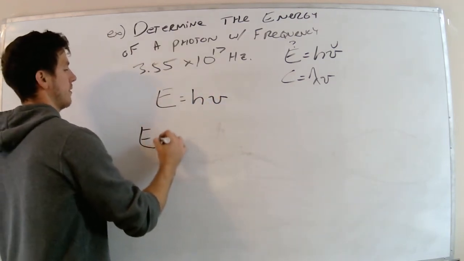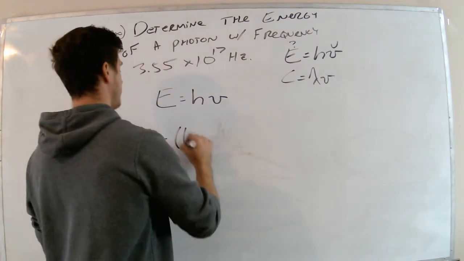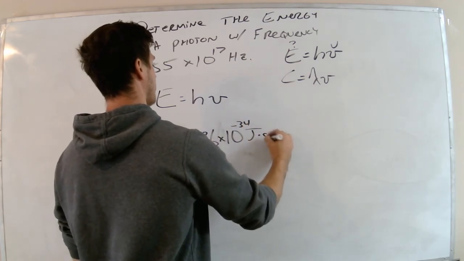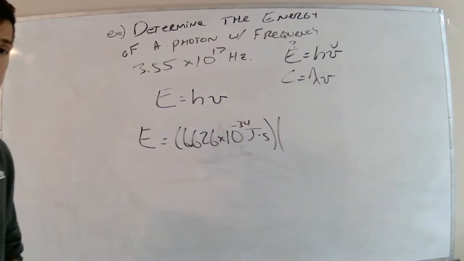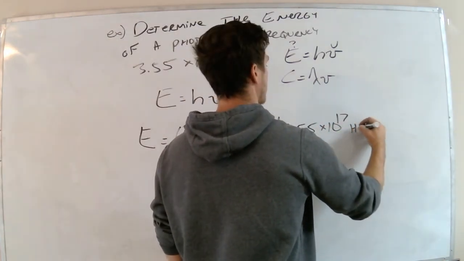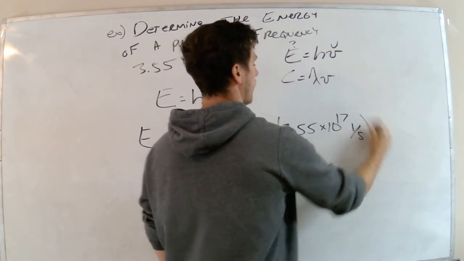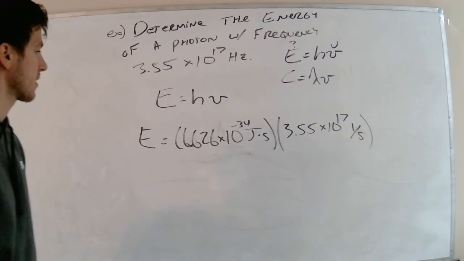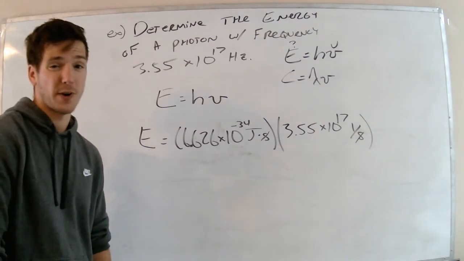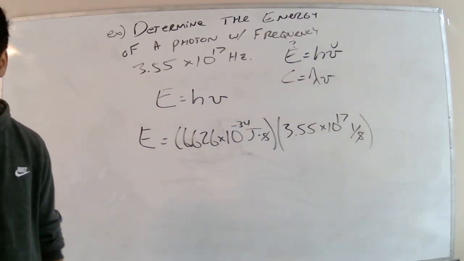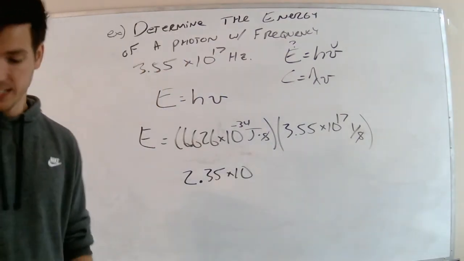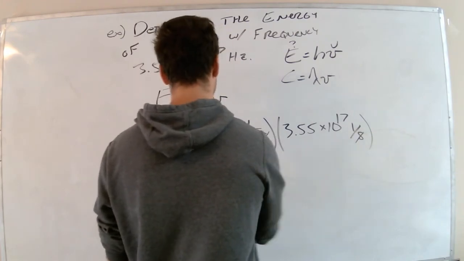Energy is what I'm looking for. h is 6.626 times 10 to the negative 34th joule seconds. Frequency is 3.55 times 10 to the 17th hertz, which is 1 over seconds. Seconds on top, seconds on bottom, they cancel out, left with joules. We know we're on the right track. We multiply those together, and you should get something like 2.35 times 10 to the negative 16th joules.